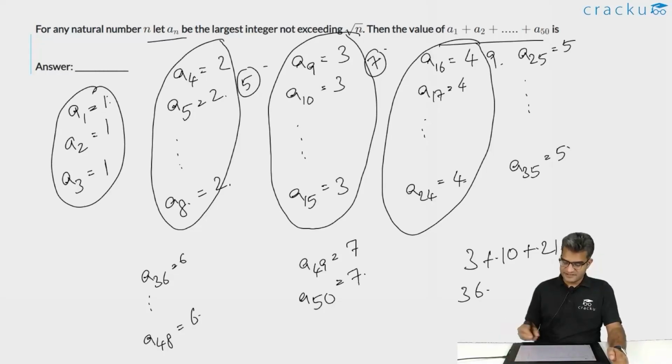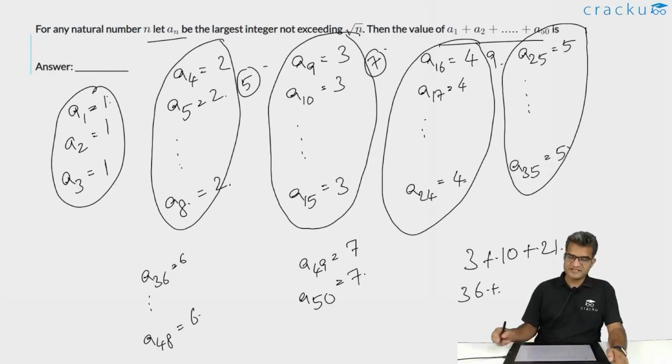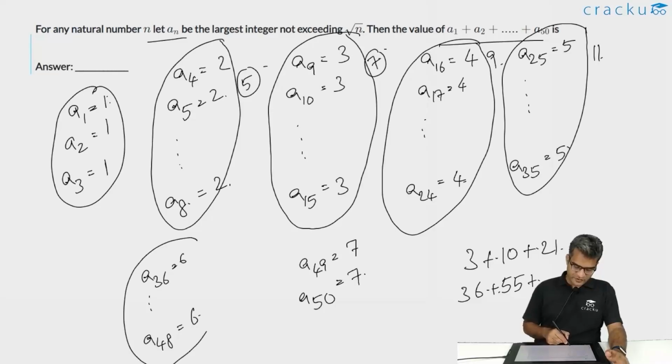This is 36. Plus 5 is repeated how many times? 35 minus 25 plus 1. So 5 is repeated 11 times. 5 into 11 is 55. Plus 6 is repeated how many times? It is 48 minus 36 plus 1, which is 13 times. So this is 13 into 6, which is 78.